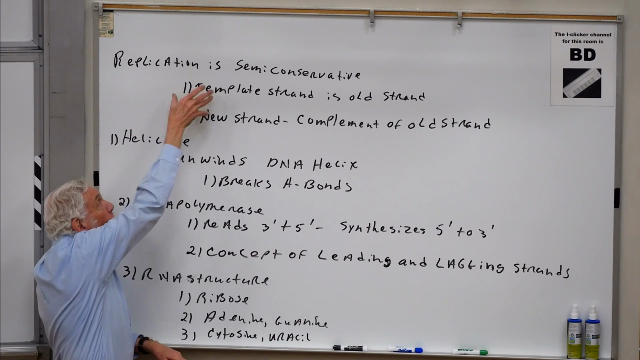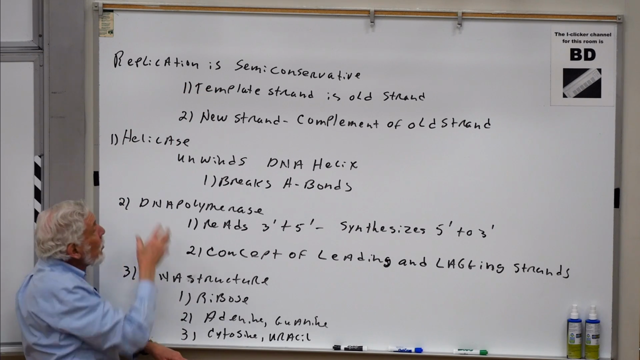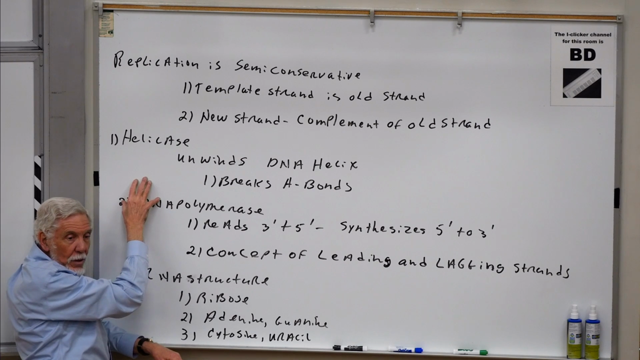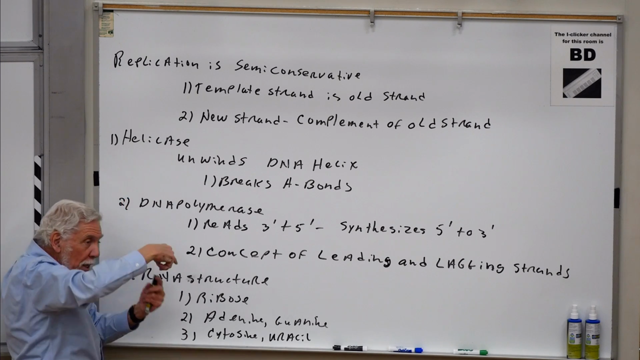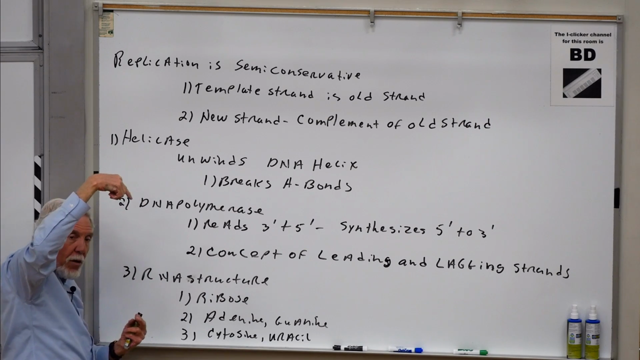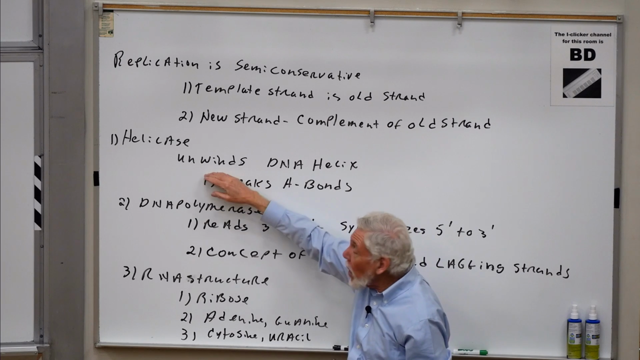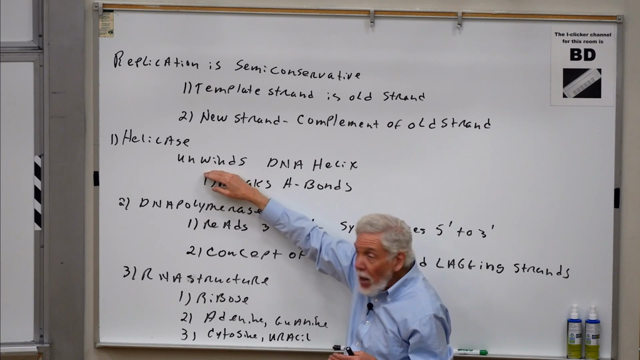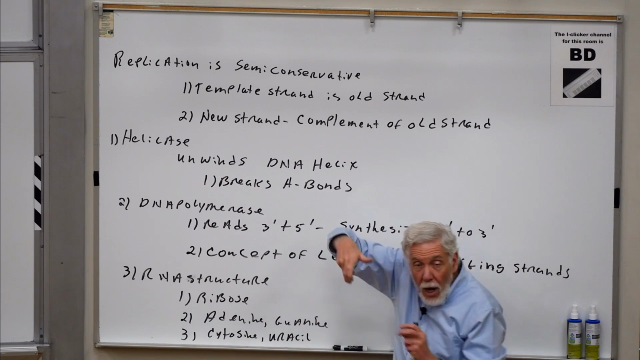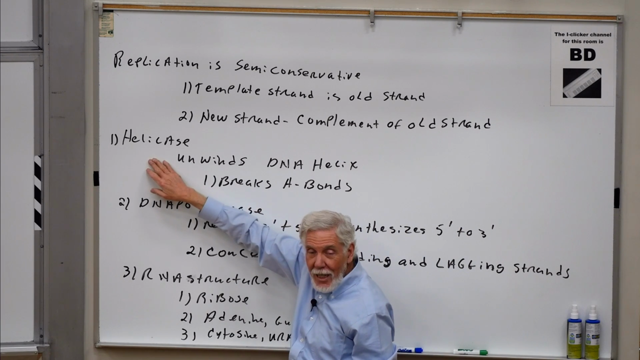For this old strand to provide a template for the synthesis of a new strand, we first have to unwind the molecule. The unwinding of the molecule is complicated because it's in this complex double spiral helix. The two strands are organized in a helix. So the first thing we have to do is expose the bases by unwinding the DNA and breaking the hydrogen bonds with this molecule called a helicase.